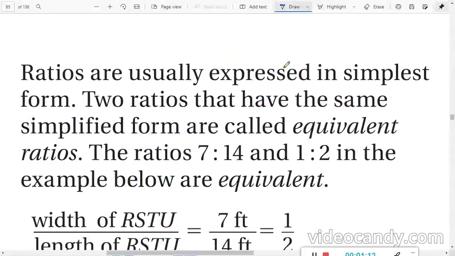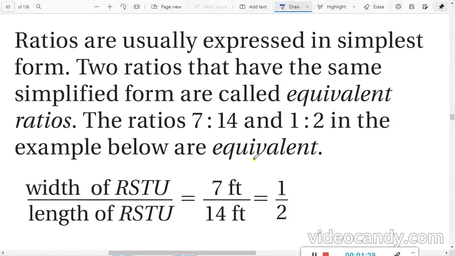Ratios are usually expressed in simplest form. Two ratios that have the same simplified form are called equivalent ratios. So 7:14 and 1:2 in the example below are equivalent. All right.